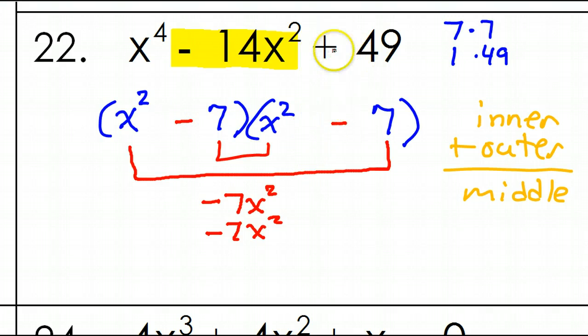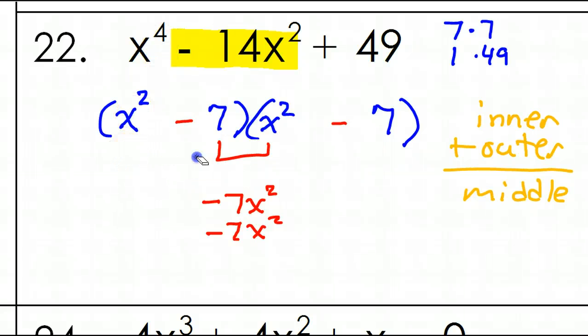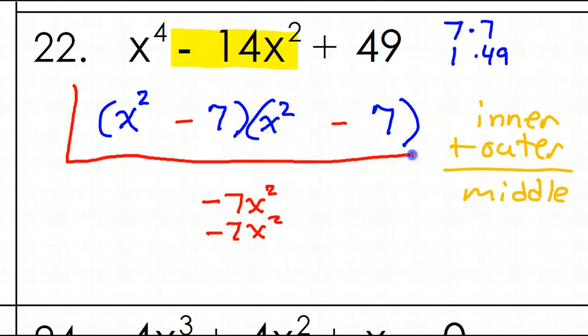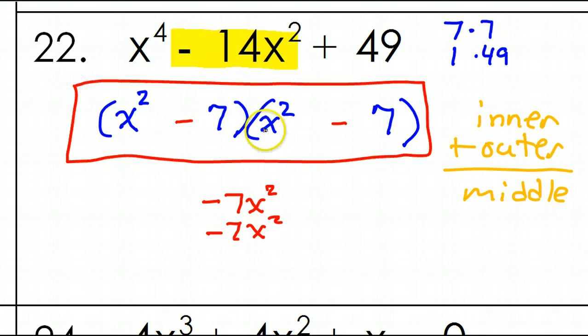Check one last thing. Are we getting a positive 49 out of this? Well, yes. Negative times a negative is a positive. So this is the answer. So even though it was fourth power, I hope that you're seeing that you could just follow the normal procedure that we always do for trinomials, and it factors just fine.